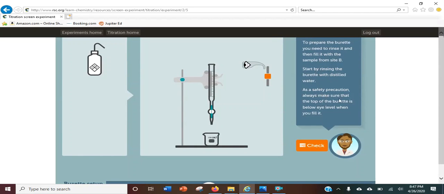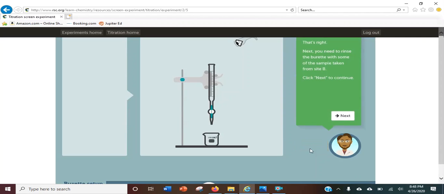As a safety precaution, you want to make sure the top of the burette is below eye level when you fill it. So basically, you want to make sure you're looking from above. All right. So let's first rinse it. Okay. So I'm going to click check. So now we rinse our burette.